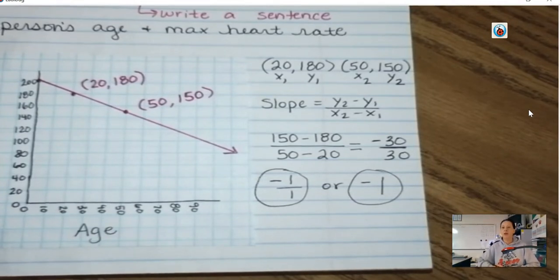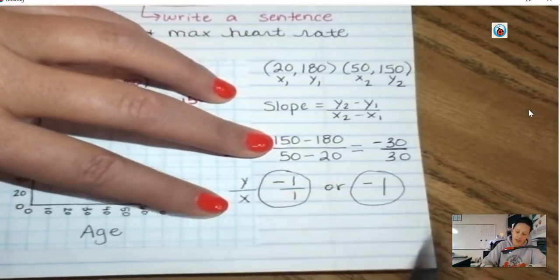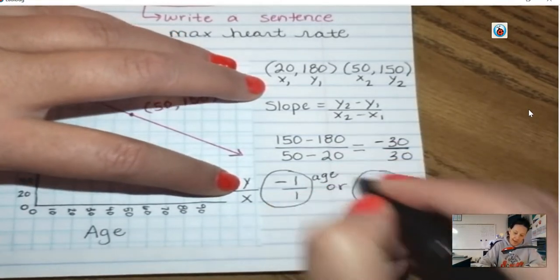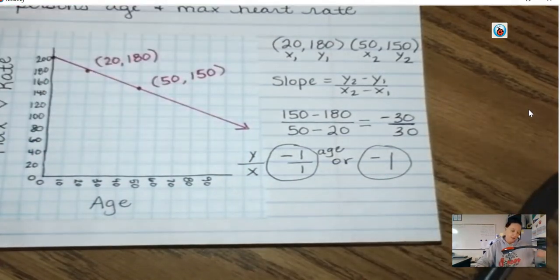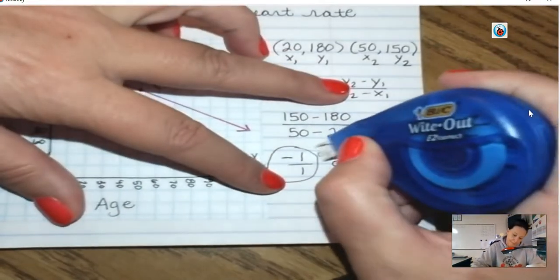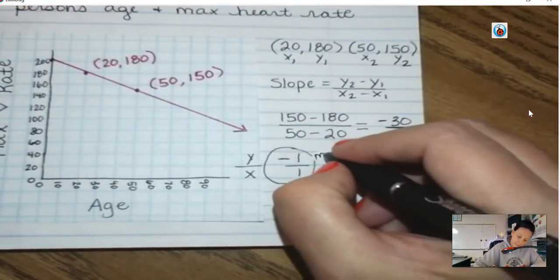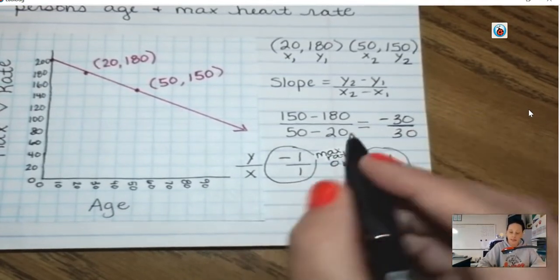And then we also have to write a sentence on what that means. So when I write a sentence about the slope, I always know slope is always the change in y over the change in x, right? The y words were age, so I'm going to write age by the y, by the top number, by the numerator. Nope, sorry, that's wrong. Age is x. Y is the max heart rate, and x is your age.